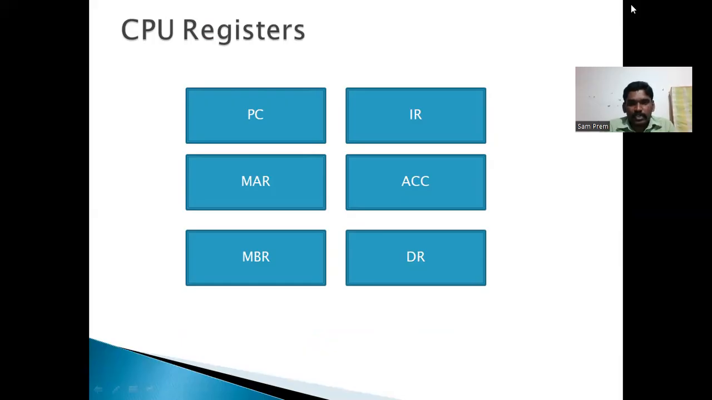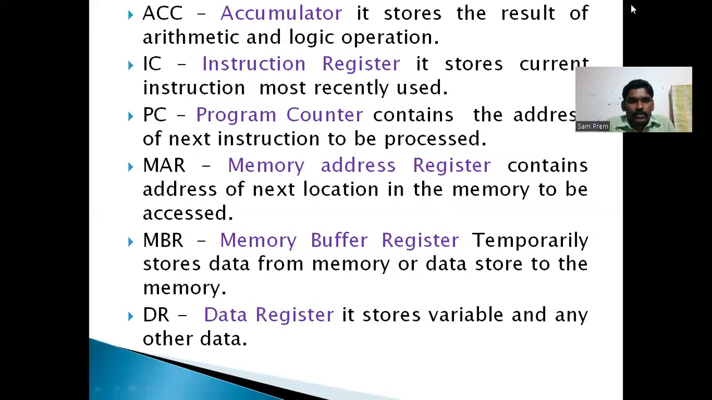Next one, accumulator. The accumulator is a register that stores the result of arithmetic and logical operations. MBR is the memory buffer register. It stores the data temporarily in the memory space. And the next one, DR, is the data registers. It stores the variables in the registers. These are the 6 registers.